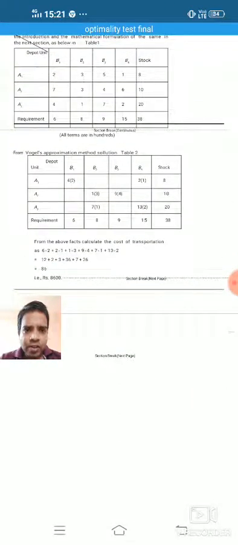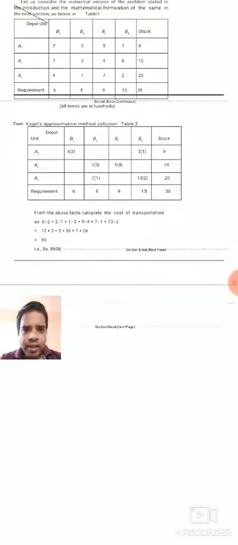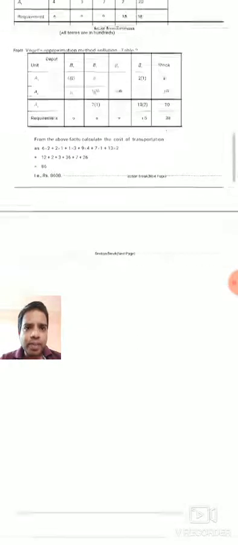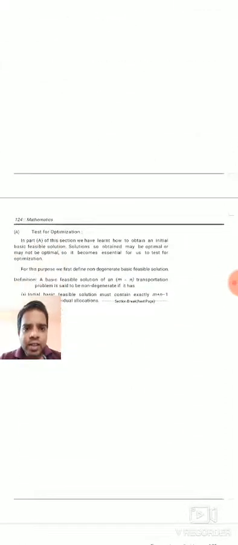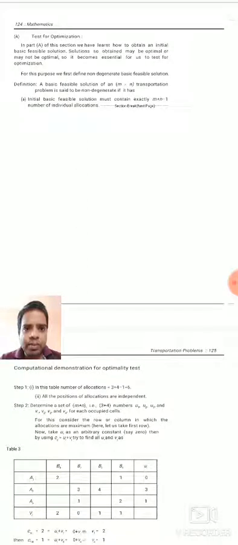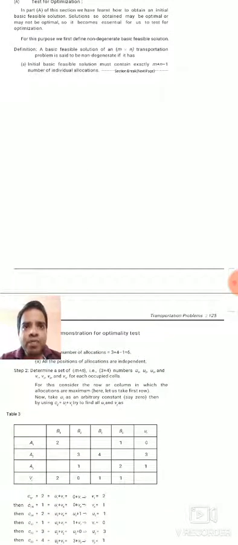The number of allocations is 6. Verify: the number of rows is 3 and the number of columns is 4, so 4 plus 3 minus 1 is 6. Here the number of allocations equals m plus n minus 1, so this problem comes under non-degenerate.